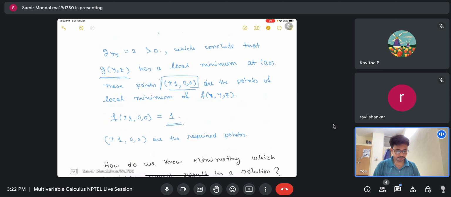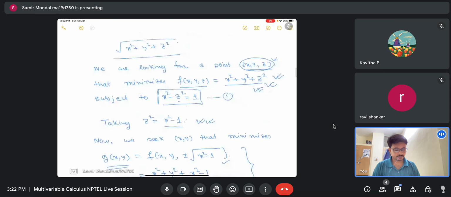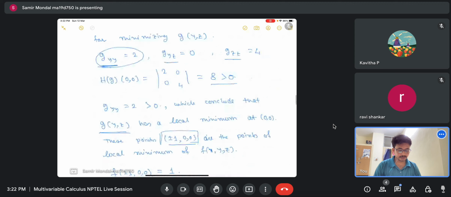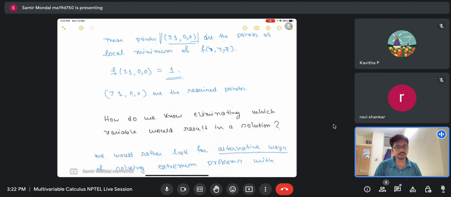What is the value of the local minima at this point? It is 1. You can calculate this, because f of x, y, z is given by x square plus y square plus z square. Put the value, we will get 1. So this is the closest distance from the origin. So this is your answer, and these are your required points.